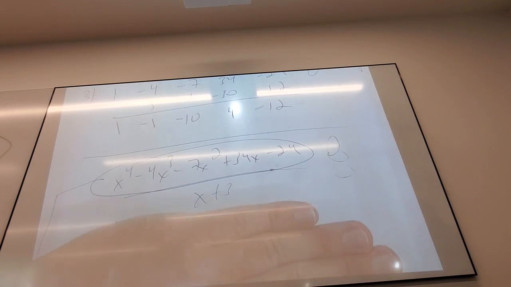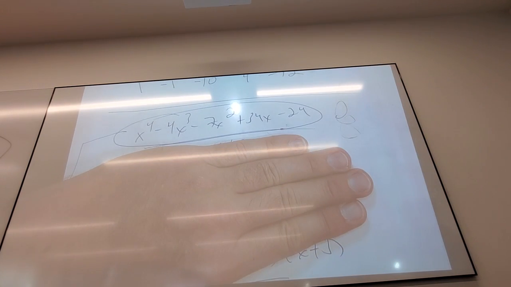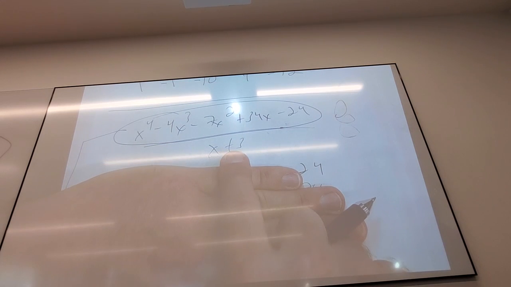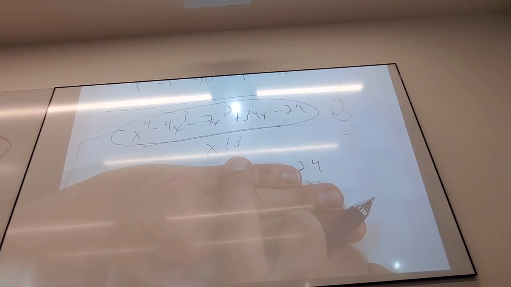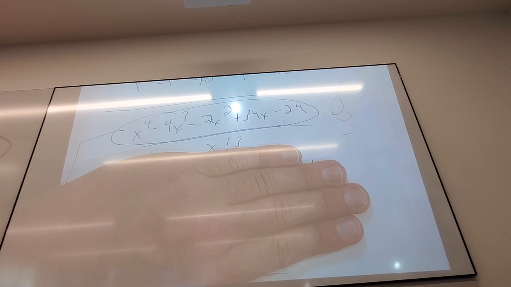Does everybody understand? If I just gave you this and it said factor this using synthetic division, what are you going to divide by? Why does x plus 3 work? How would you know that? Yes? You told me last week, it's you take a factor of 24.